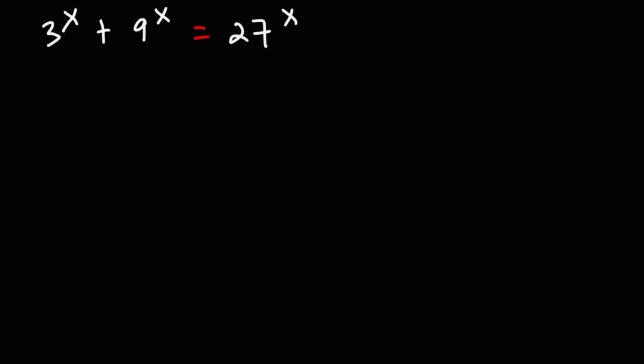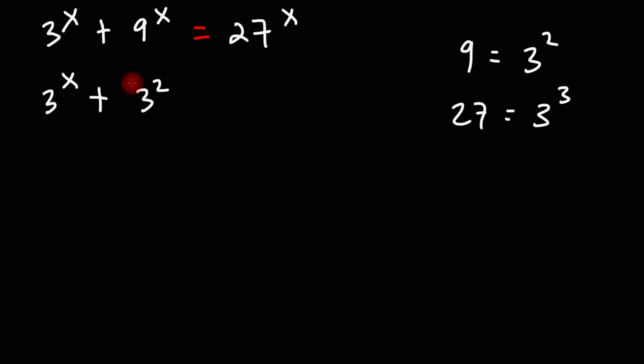So let's begin. Notice that 3, 9, and 27 are multiples of 3. In fact, you could break it down into base 3. 9 is 3 times 3, or 3 squared. 27 is 3 times 3 times 3, or 3 to the third power. So we can write 9 as 3 squared, and we can write 27 as 3 to the third.